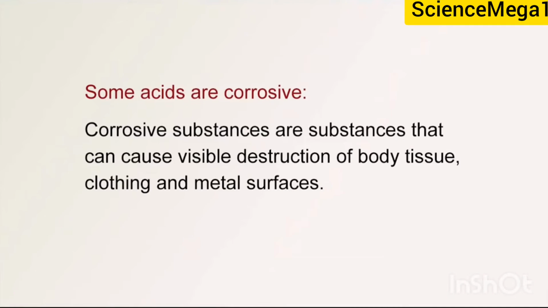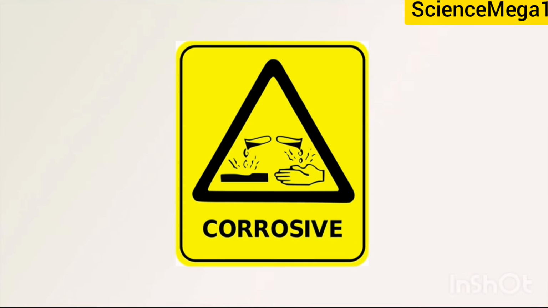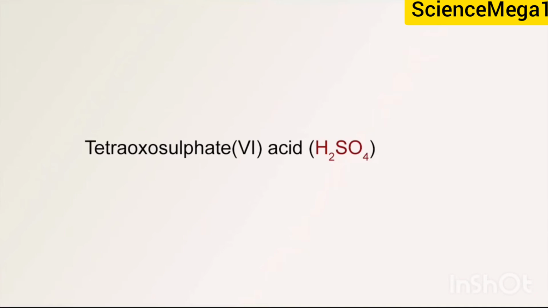Some acids are corrosive. And if you remember our lesson in year 1, where we talked about corrosive substances and their symbols, corrosive substances are substances that can cause visible destruction of body tissue, clothing, and metal surfaces. They have the following hazard symbol. Examples are concentrated acids, such as tetraoxosulfate 6 acid.